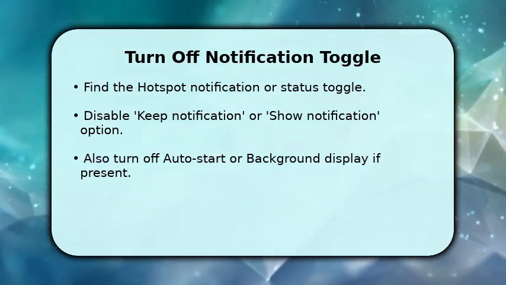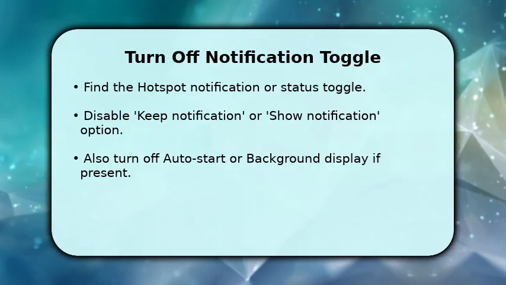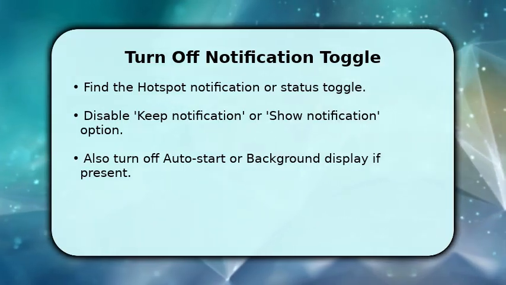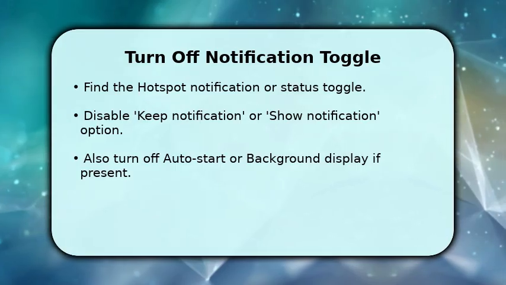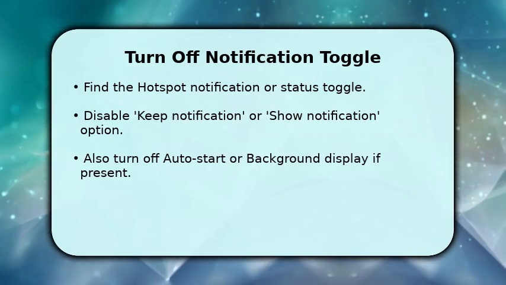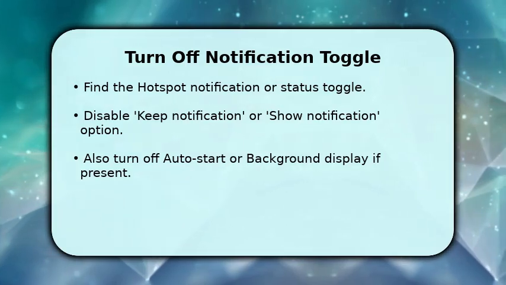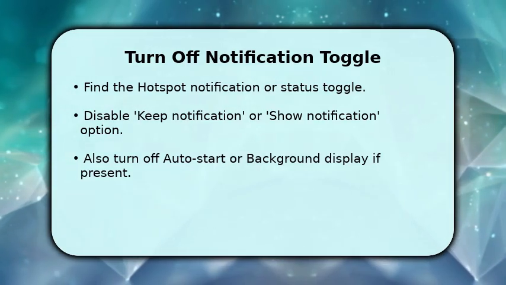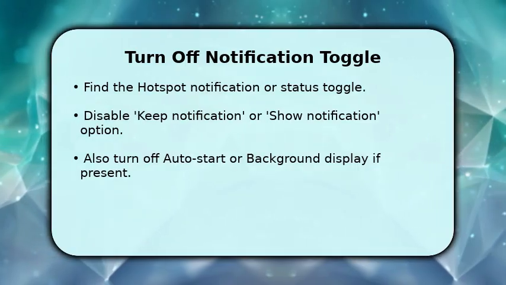If you don't see it, open App Notifications for the mobile hotspot service. Tap Notifications, find the app entry, and disable persistent or ongoing notifications. Once done, exit and confirm the status bar no longer shows the hotspot icon, while the hotspot can still run when needed.